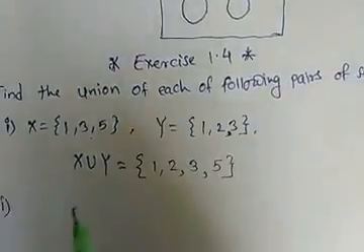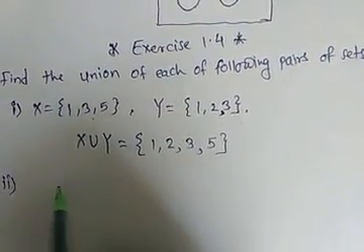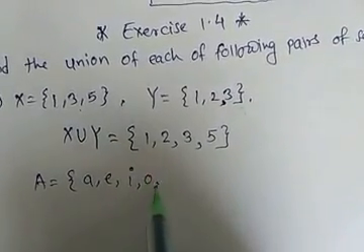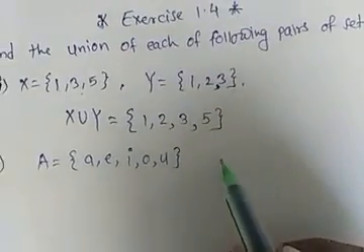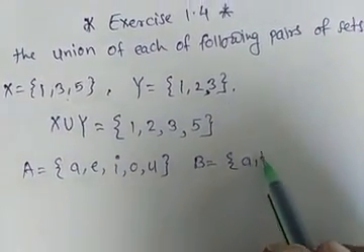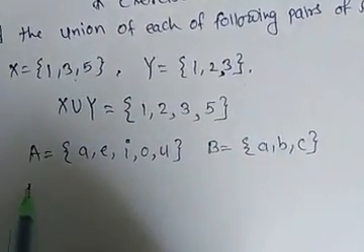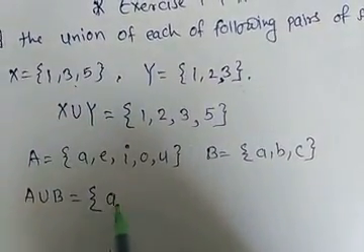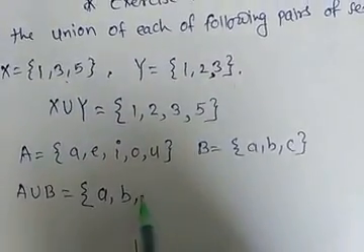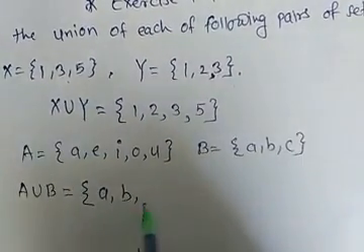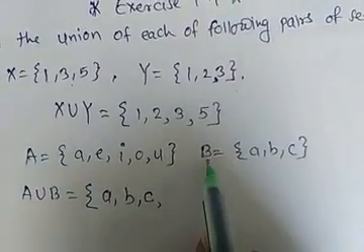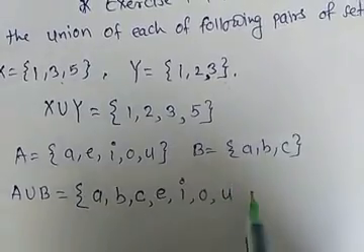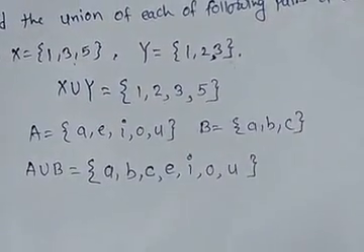If we consider the next example, A is equal to {a, e, i, o, u} and B is equal to the set {a, b, c}. So A union B is equal to the elements from both sets. Here a is present in both, b is present only in set B, c is also present in set B only. Next e, i, o, u. This will be our A union B.